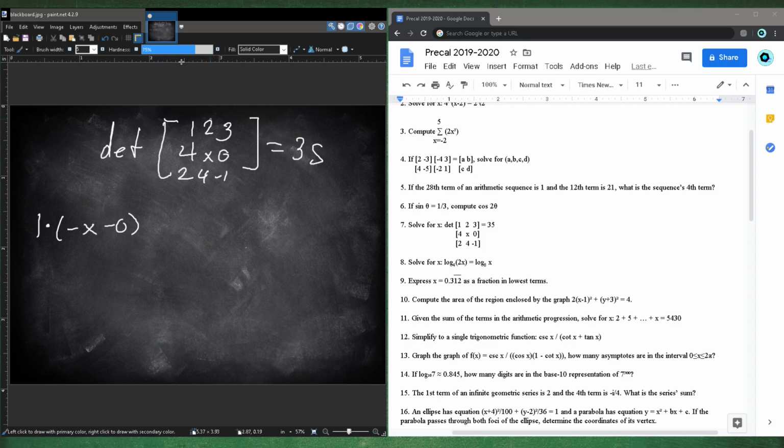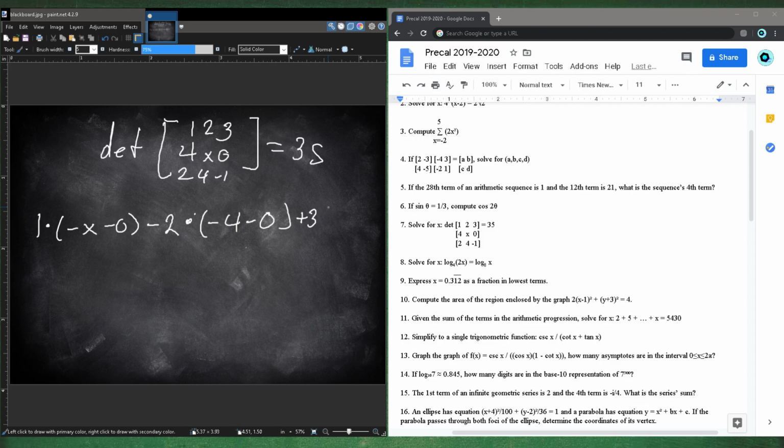And then we have a 2 here. For the next one, you have to alternate between positive and negative, so it's got to be a positive 1, -2, and then positive 3. So then negative 2 times, what's that under? We're going to use the 4, -1, and 0, 2. So 4 times -1 is -4, and 2 times 0 is 0, so minus 0.